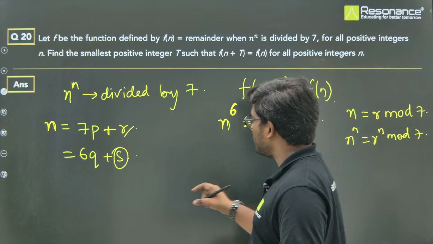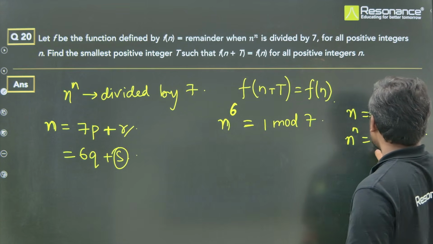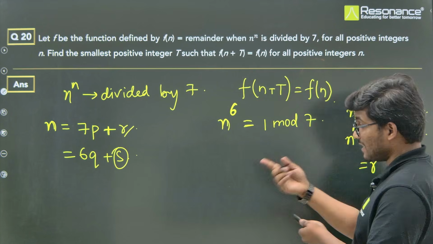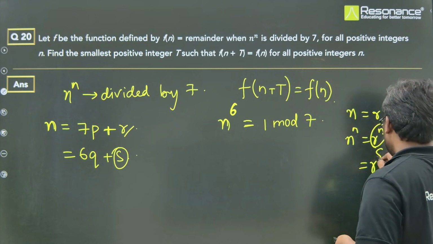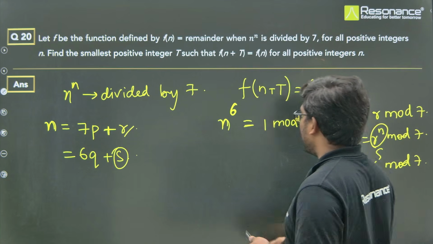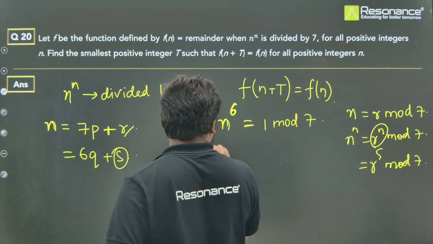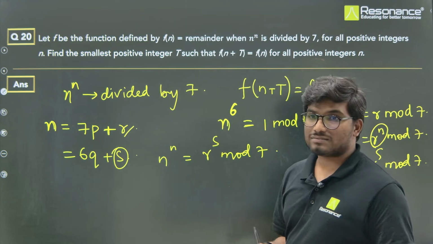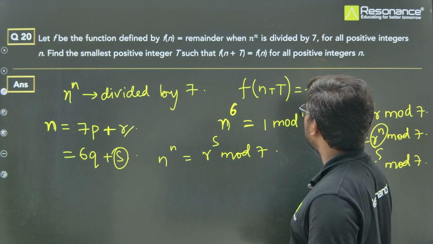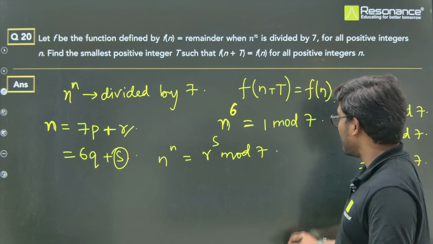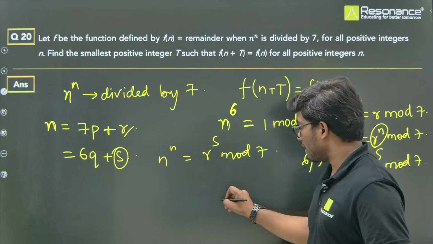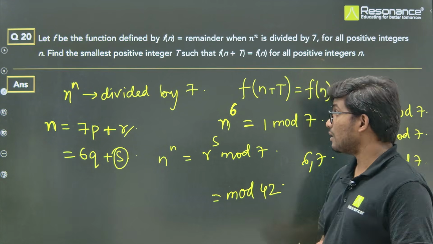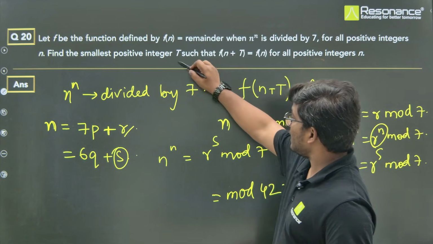And when n is expressed as 6q + s, r^n becomes what? r^(6q+s). r^(6q) is 1 again. So r^s mod 7. So n^n just became r^s mod 7. Simple intuition based on CRT, the Chinese remainder theorem, we could arrive at, since we have 6 and 7, we'll fix it with mod 42. So that goes for the principal period, which is t being 42.